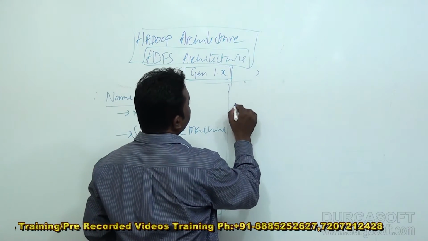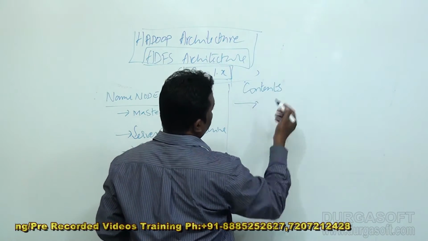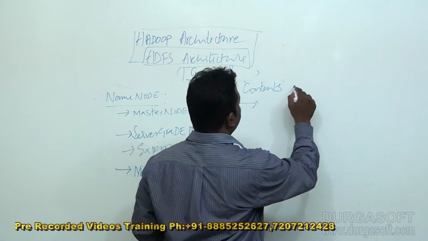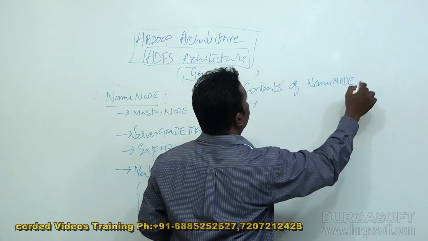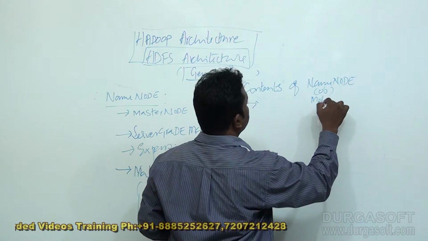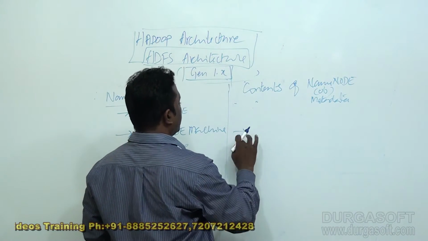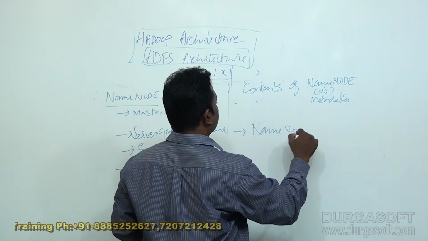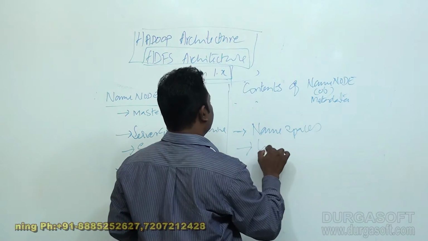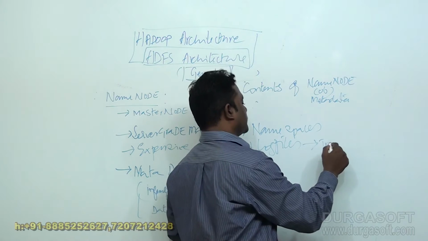Now, what are the contents of the metadata, or what would a name node contain? Contents of name node, or you call it metadata. So what would the name node have? Name node would have information about the namespaces and the log files. We can also call them transaction logs.